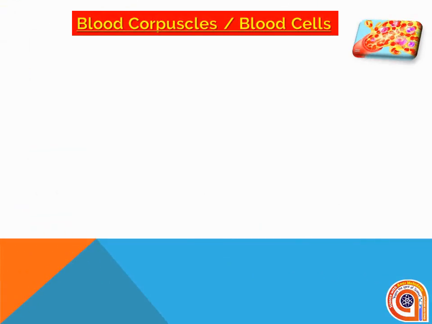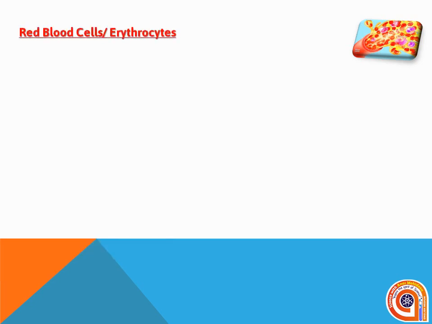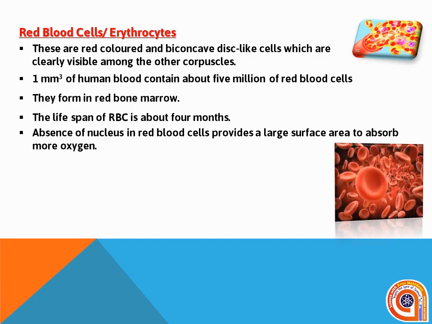Blood corpuscles. So the blood cells, there are three types we said: red blood cells, white blood cells and platelets. Red blood cells or erythrocytes. Red blood cells are red colored and biconcave disc-like cells which are clearly visible among the other corpuscles. They are very small, you can see the diagram here. About 5 million red blood cells are contained in 1 cubic millimeter of human blood.